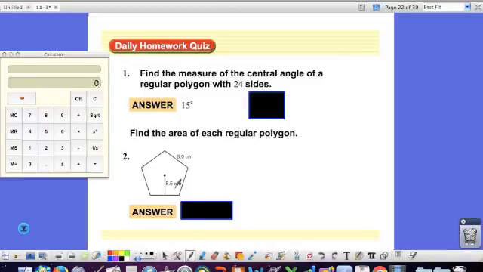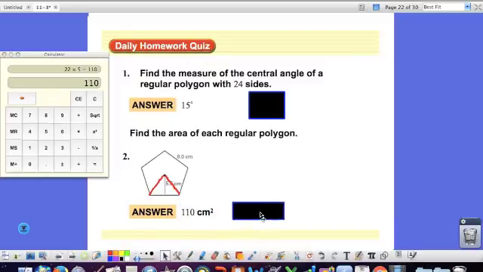Find the area of each regular polygon. In this case, each of these sides are 8. So base times the height. 8 times 5.5 is 44. Divided by 2 is 22 times 5. So there's a total of 110 units. When you have that dot there, that's the height, that's the apothem length there. So that's the height of that triangle.